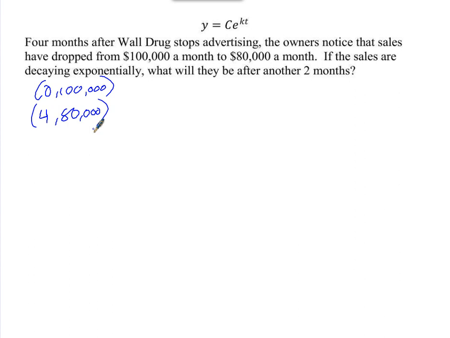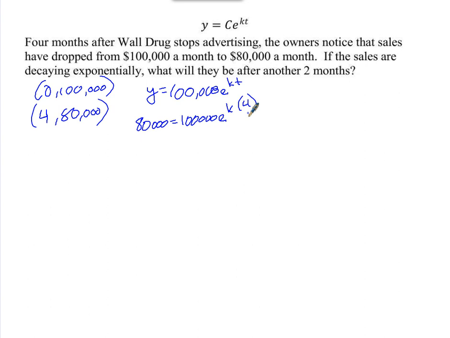Okay, so the first ordered pair, we plug it in, and what do we get? C equals 100,000, yeah. So we have y equals 100,000 e to the kt. Now we can plug in our other ordered pair. So I have what? 80,000. Okay? Hopefully you've noticed that there's kind of like a standard procedure to follow in these types of problems.